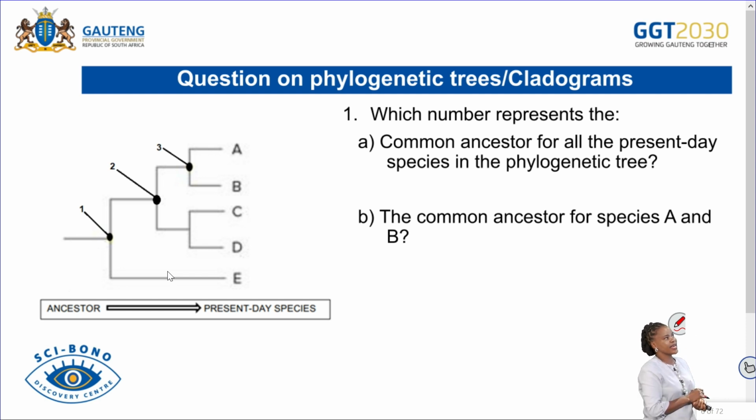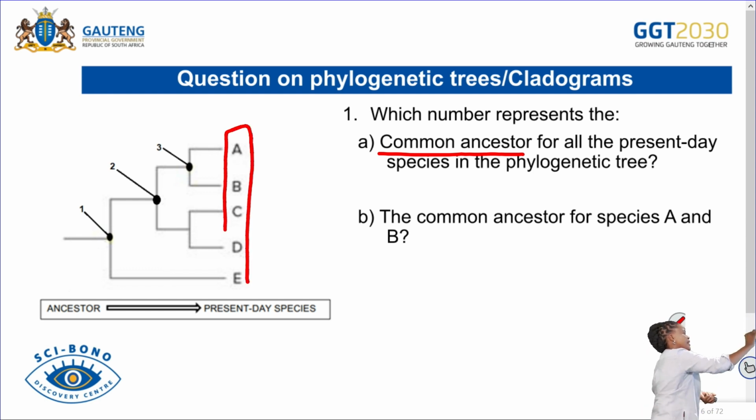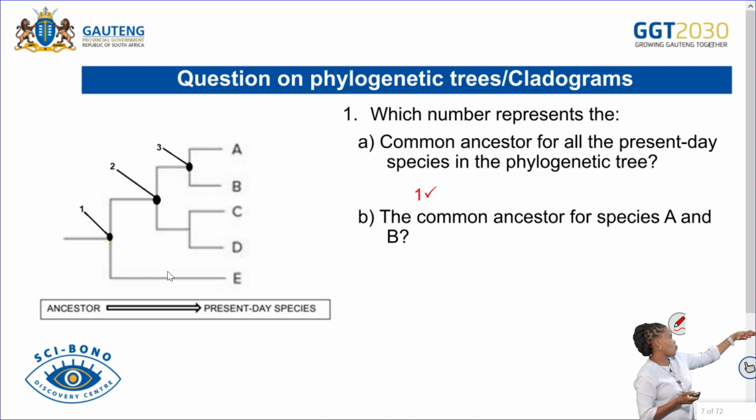The first question says, which number, number 1 or number A, represents the common ancestor for all the present day species in the phylogenetic tree? In other words, which number represents all these present organisms? The answer will be number 1, because this is our common ancestor.